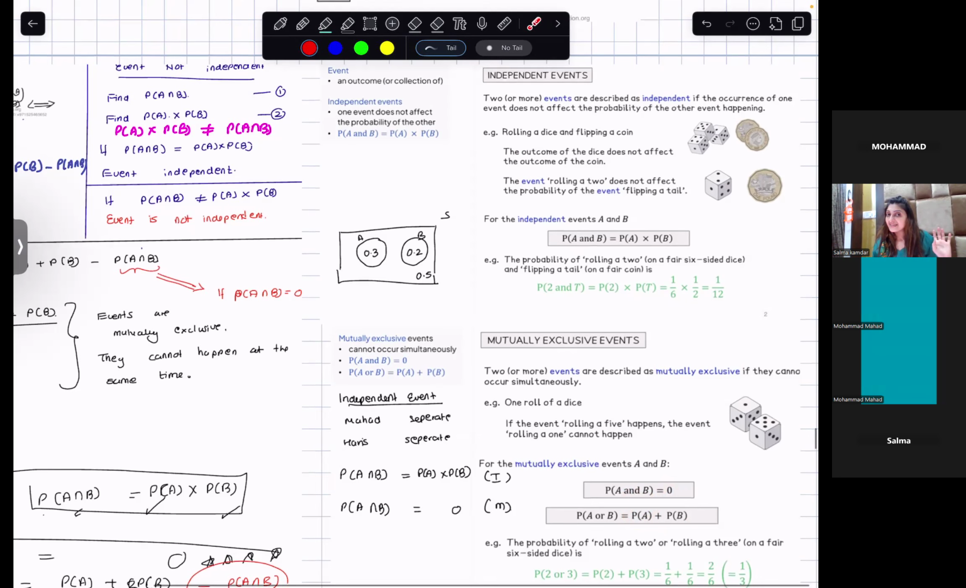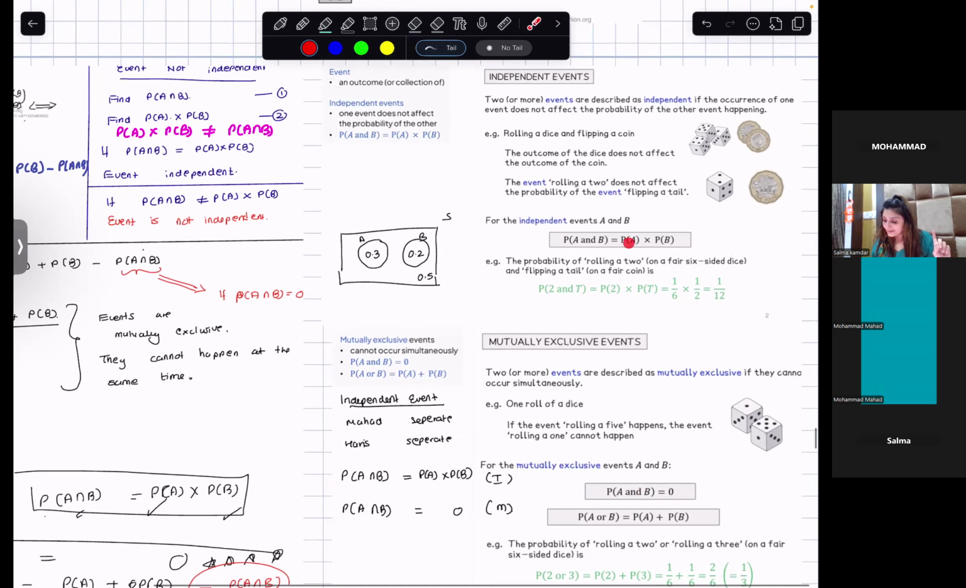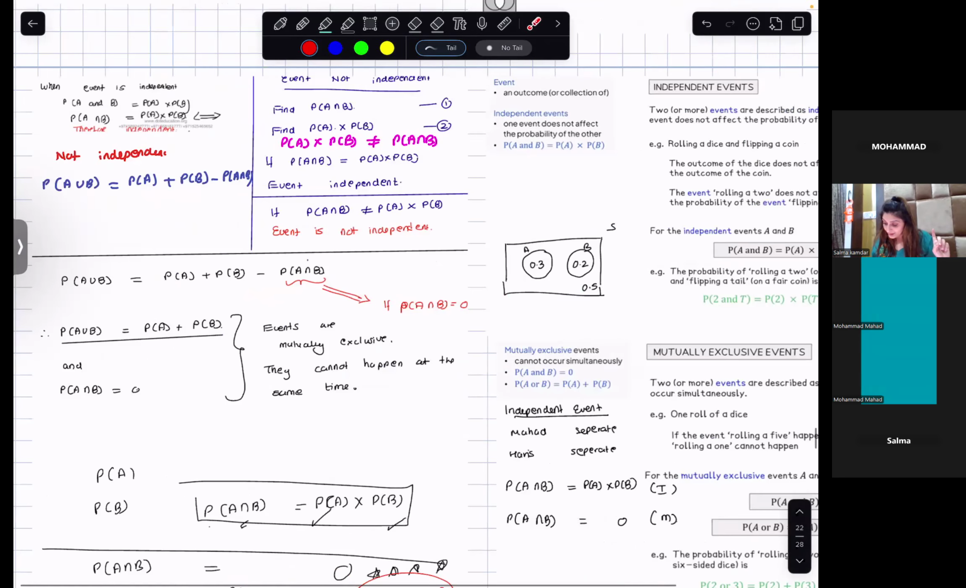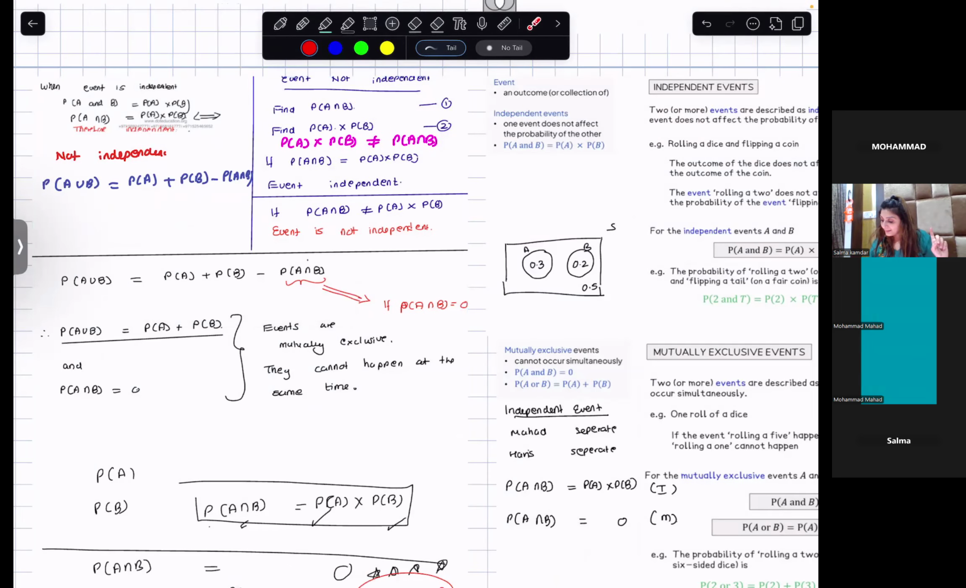If you have to prove the events are independent, so what will you do? You will first find probability of A, okay? Then you will find probability of B. Then you will cross check. If probability of A into probability of B is equal to A intersection B, then it is independent. If it is not equal, then it is not independent. Are you with me?